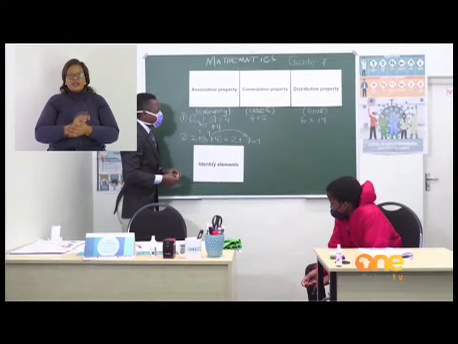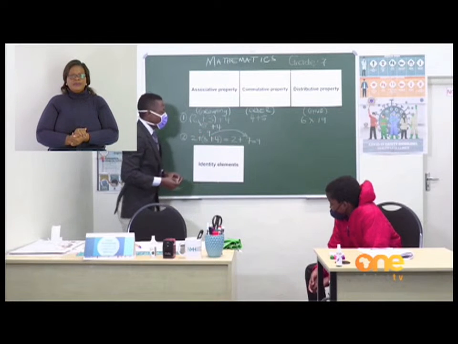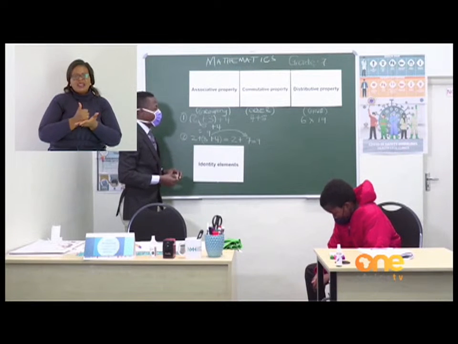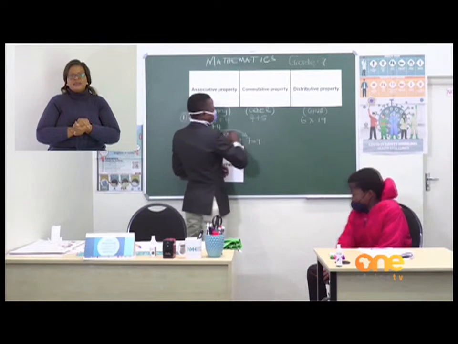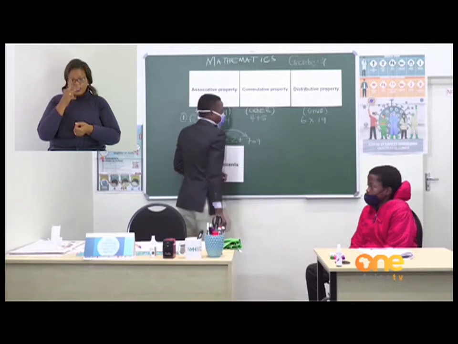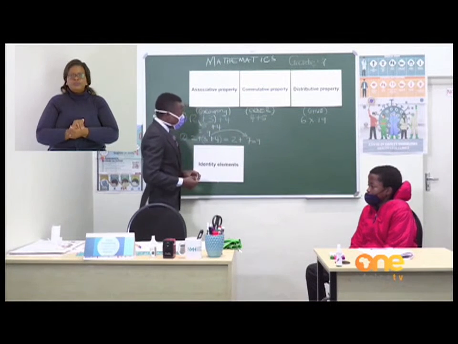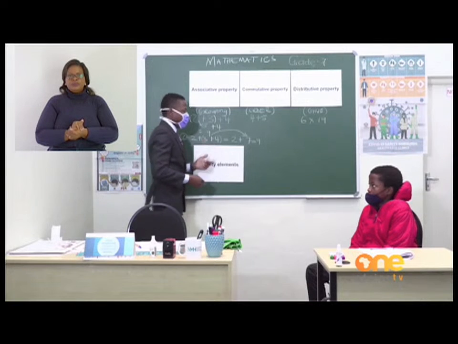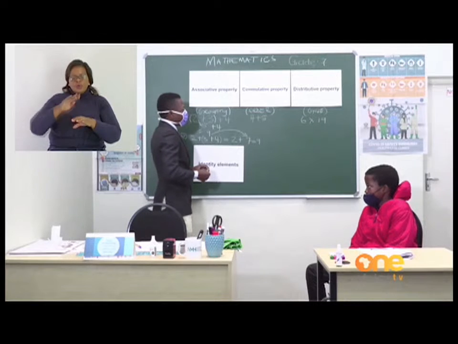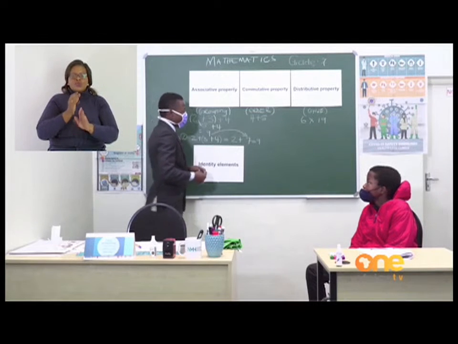I said this is also explained in grade 6. We can always go and watch those videos and you can understand much better. Let me move to commutative property. Commutative property, there is an order. There is an order that you have to change.